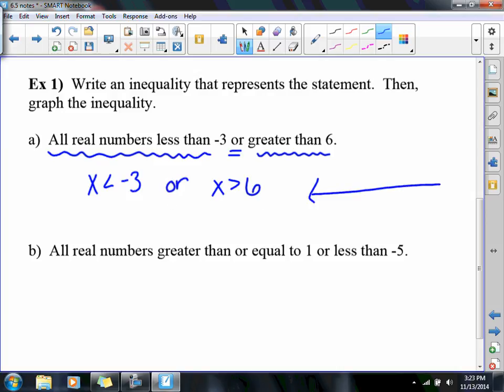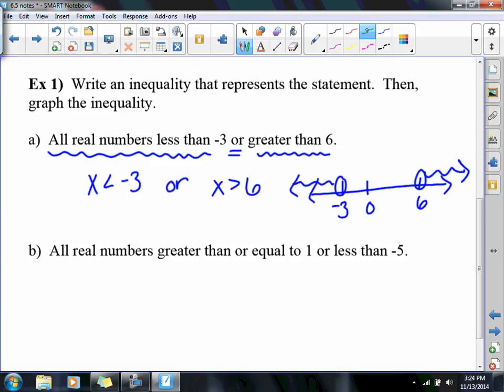So when I graph this, I'm still going to have -3 and 6 on my number line. We need a number that's somewhere in the middle, so you can put 0 in there. I'm going to have an open circle on both of those. And if I shade everything less than -3, that's to the left, and everything greater than 6 is to the right, so you can see now how our graphs are going to be shaded in opposite directions. We shade away.